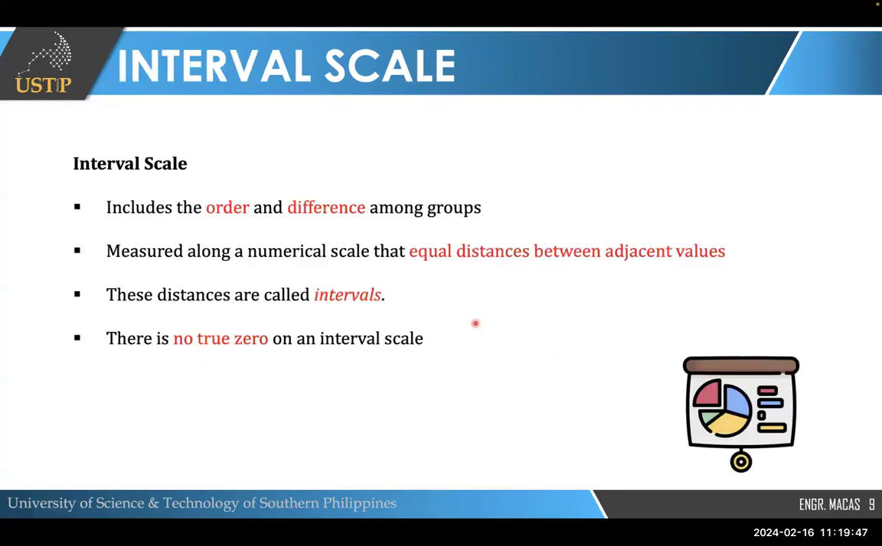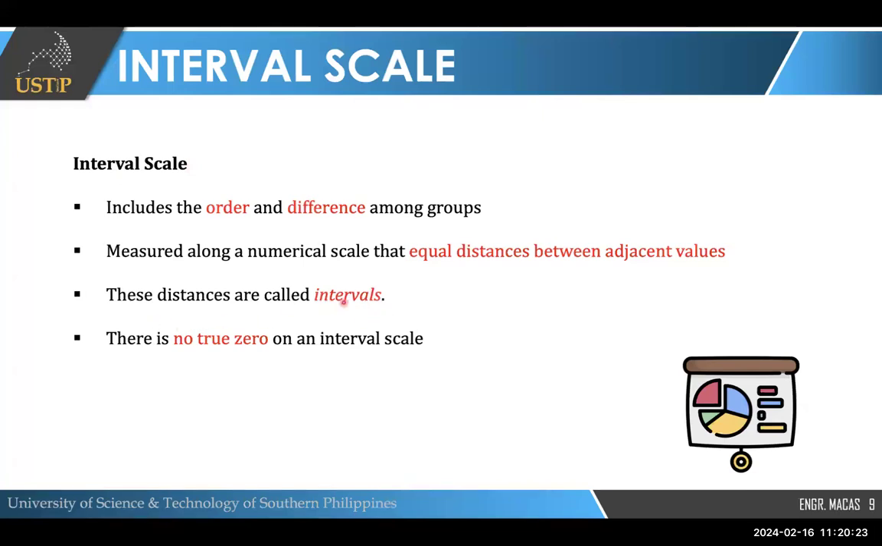Now, let's go to the interval scale. You can see the progress from nominal to ordinal to interval. The interval scale includes both the order and the difference among groups. The difference between interval and ordinal is that you add equal distances between your adjacent values. The distances between your categories or adjacent values are what we call the intervals.